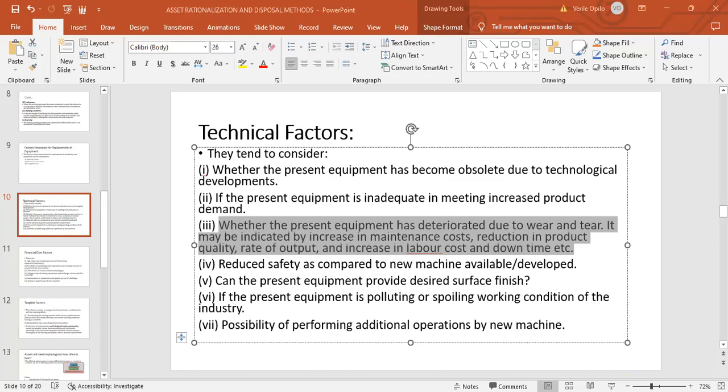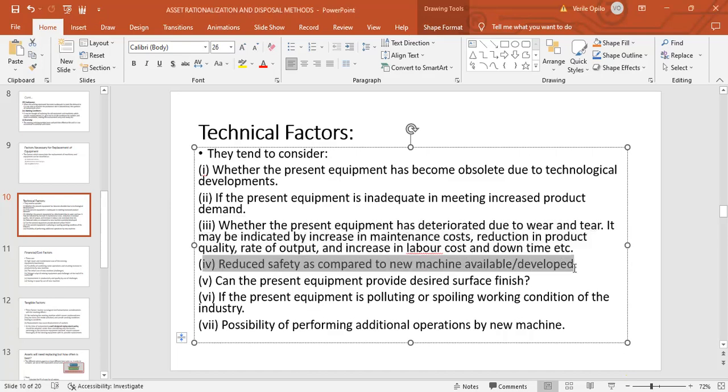Then we have reduced safety, which is also another important factor. If the machines have broken down and have parts that can stab people or can injure someone, again, just replace that asset, because it becomes a safety hazard when the employees use it, and when the employees use it, their health is affected, or their safety is affected.